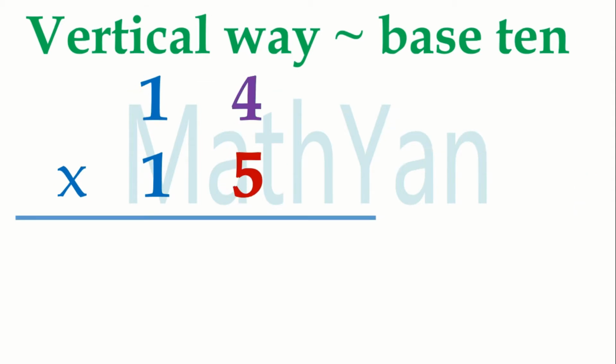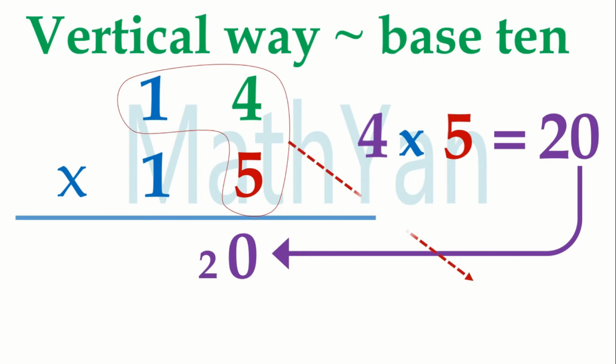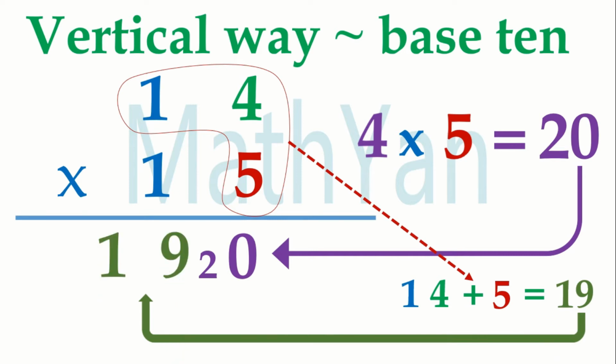Okay, what about this one? 14 multiplied by 15. Same procedure, you put your 4 here, you times your 5 here, equal to 20. So you place your 20 here. See why the 2 becomes smaller? Because it is base 10, only one digit is allowed. So the 2 needs to be carried. Same, 14 plus 5 is equal to 19. 19 place it here. Remember, as I say, the 2 needs to carry. So 19 plus 2 is 21. So the answer is 210.